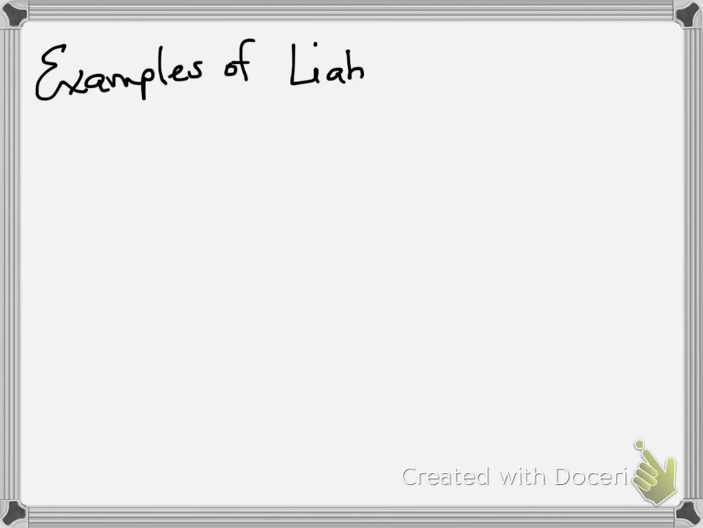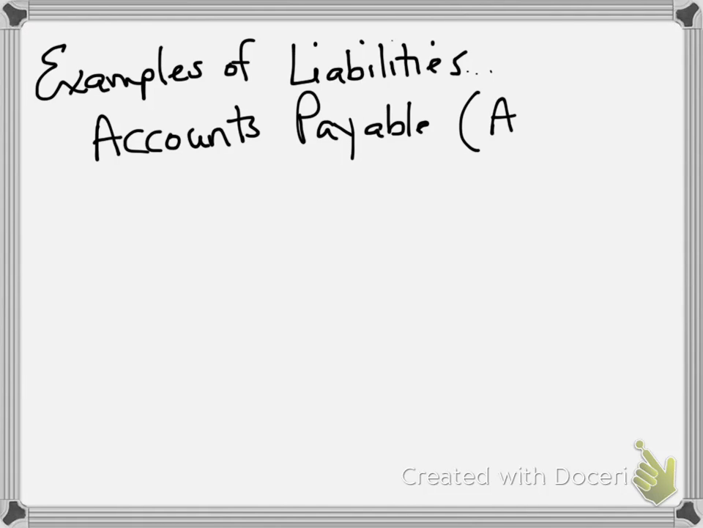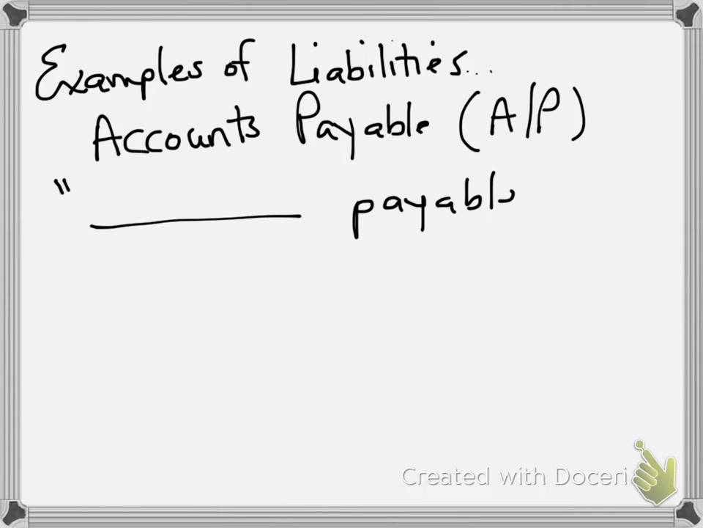Now I want you to stop and think about some examples of liabilities. Accounts payable is the most common example. It is abbreviated AP. And pretty much anything that ends with the word payable at the end, that's the signal that we're talking about a liability. So blank payable, salary payable, rent payable, taxes payable, insurance payable.